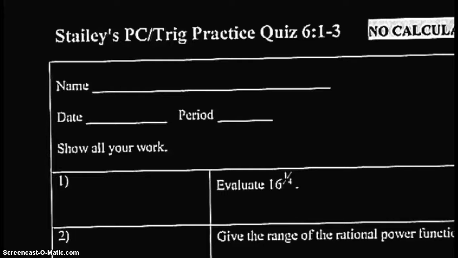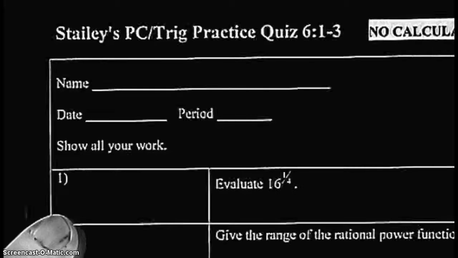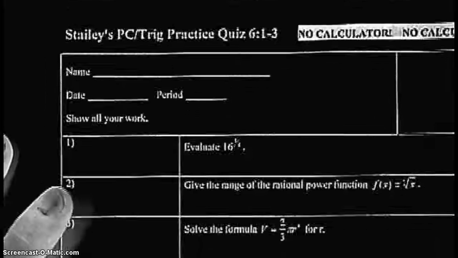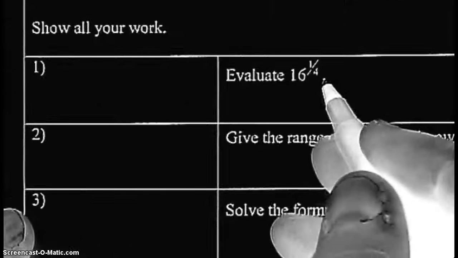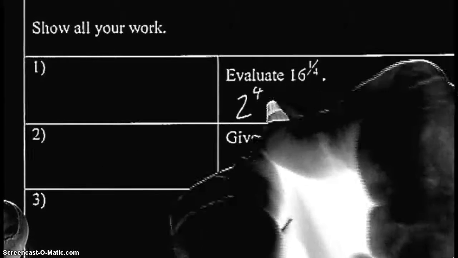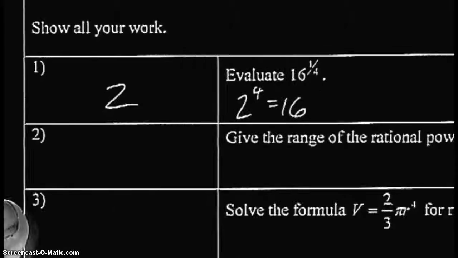All right, I'm testing out some new software on my computer to see what it looks like. But you guys had requested that I do some practice questions from this practice quiz, the 4 through to 16, because I know that 2 to the 4th is equal to 16. I know the answer is 2.